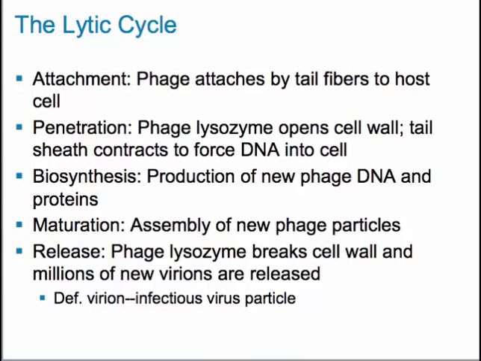The definition of a virion is an infectious virus particle. So each virion that's made inside the cell then goes and infects a new cell, making the cycle continue.